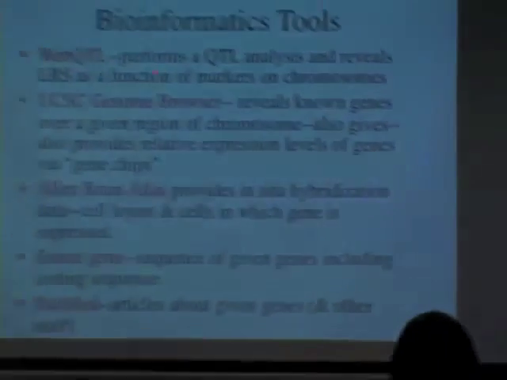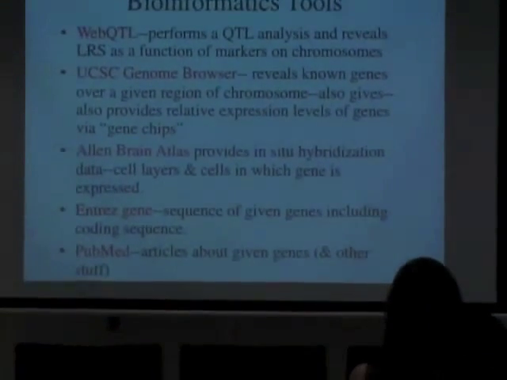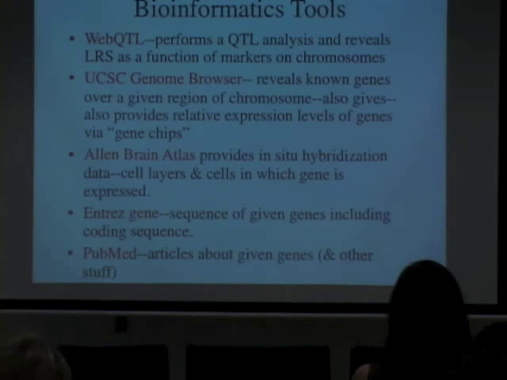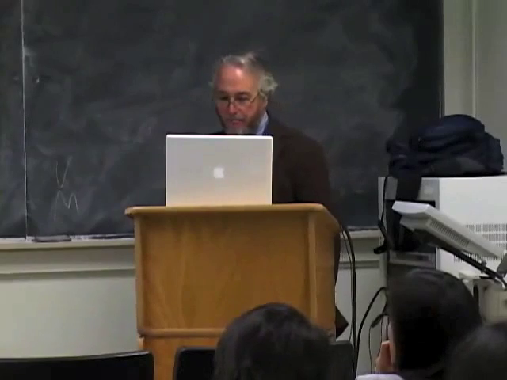Just to summarize, what WebQTL did, it performs that QTL analysis for us and gives us the likelihood ratio statistic as a function of markers on chromosomes. UC Santa Cruz Genome Browser tells us the known genes over a given region of chromosome. Probably with the mouse we know all the genes, and it gives the relative expression levels of genes. Allen Brain Atlas then gave us the in situ hybridization, where you could find out cell layers and cells in which the gene was expressed. Entrez Gene gave us the sequence, and PubMed gave us some more information. So again, these are all tools that even as I speak, people are using, and I wanted you to see them, okay? Because when you get out of here, if you get a job in research, you're going to be using these things, very likely.